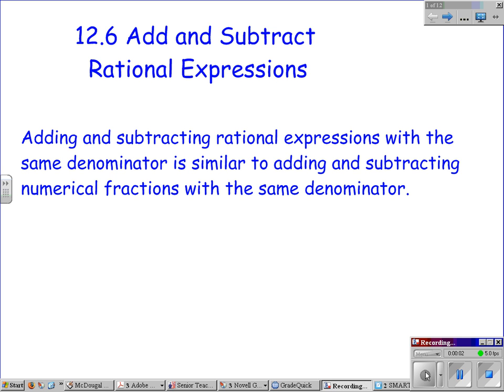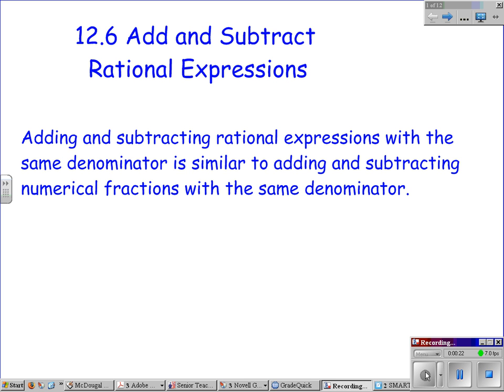Today we're going to work on 12.6, which is to add and subtract rational expressions. That little paragraph up there is to remind you that adding and subtracting rational expressions with the same denominator is similar to adding and subtracting numerical fractions with the same denominator.